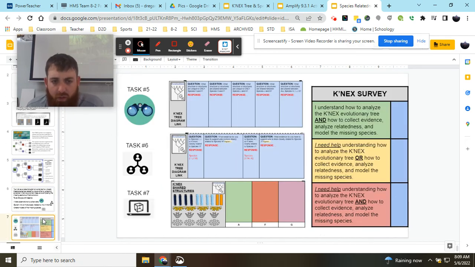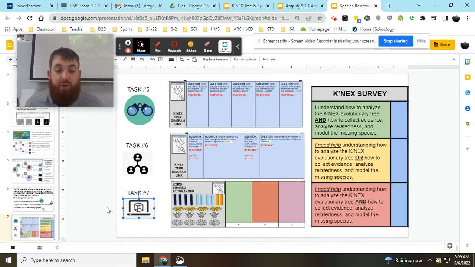So in task 5, this is where you're going to collect your data and make some observations about shared structures. There are going to be 5 questions here asking about different shared structures that different species have compared to others on the evolutionary tree. So make sure you're detailed in task 5 when collecting your evidence. In task 6, this is where you're going to explain who's more closely related to who. So you're going to need to use your shared structures and those intersecting lines on your tree to help explain who's more connected to who.